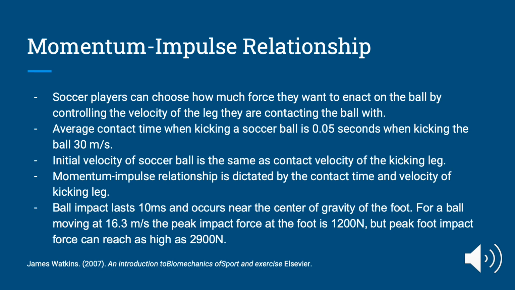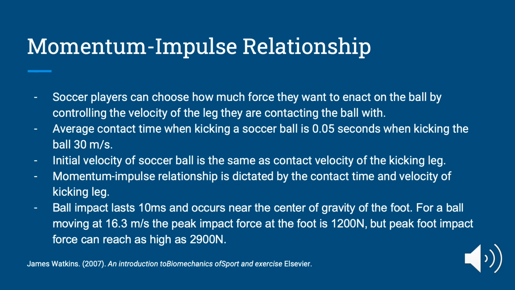So now we're going to talk about the momentum-impulse relationship. Soccer players can choose how much force they want to enact on the ball by controlling the velocity of the leg they are contacting the ball with. Average contact time when kicking a soccer ball is 0.05 seconds when kicking the ball at 30 meters per second. The initial velocity of a soccer ball is the same as the contact velocity of the kicking leg, and the momentum-impulse relationship is dictated by the contact time and the velocity of the kicking leg.